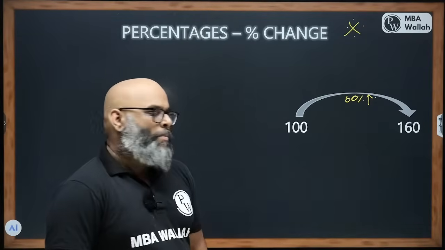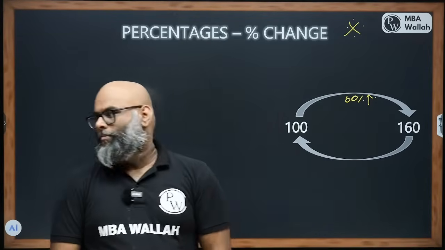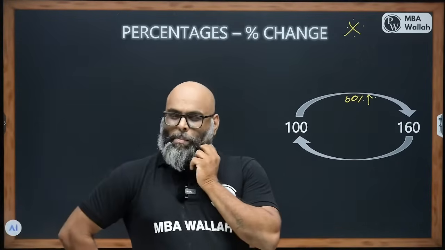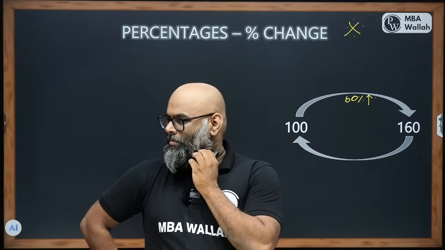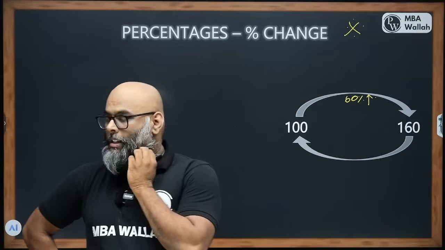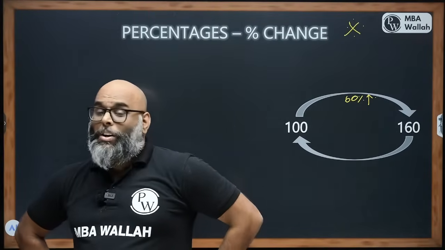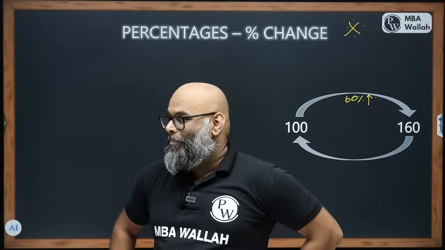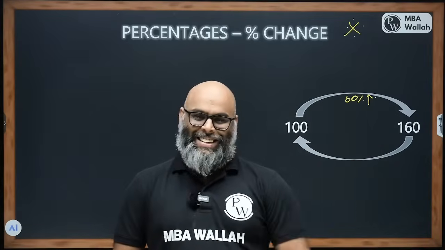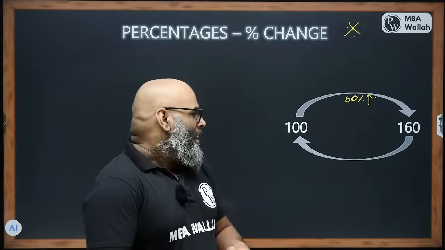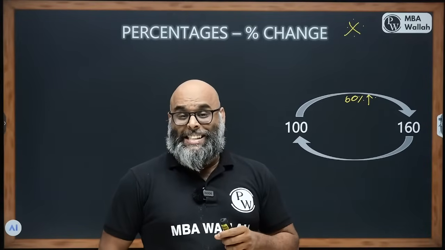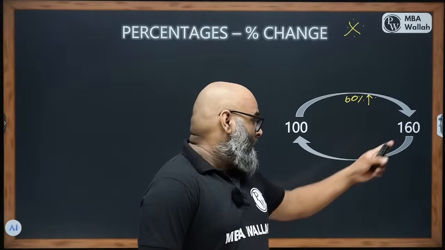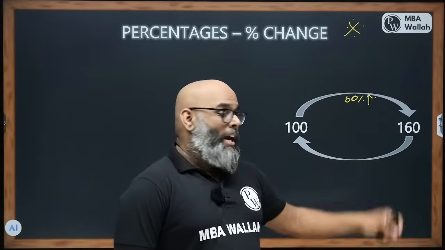Now, it comes back to 100. It is going to come back to 100 now. What is the percentage decrease? It has come back to 100. What do you think is the percentage decrease? I know you all have a number in your head. Everyone says 60. And imagine this. 10% of 160 is 16. 60% will be 96. 60% of 160 will become 96. Remove 96, you will go back to 64.